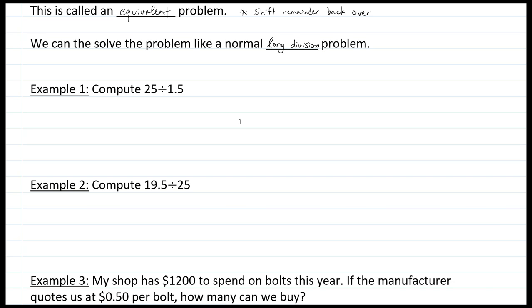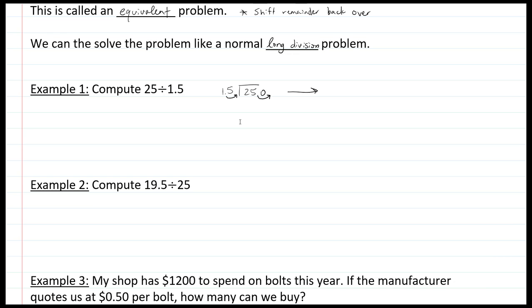Compute 25 divided by 1.5. So we write this out in long division fashion. So 1.5 goes on the outside and 25 on the inside, right? And I don't like the fact that 1.5 is a decimal, so I'm going to shift this over by 1. But that means I have to shift the decimal in 25 over by 1. And since there's no decimal, we assume there's one here with that invisible 0, right? 25.0 is the same as 25.